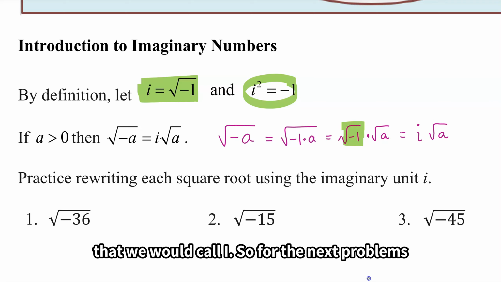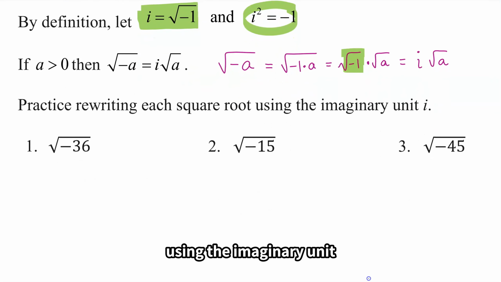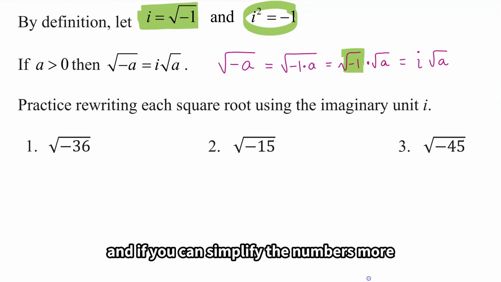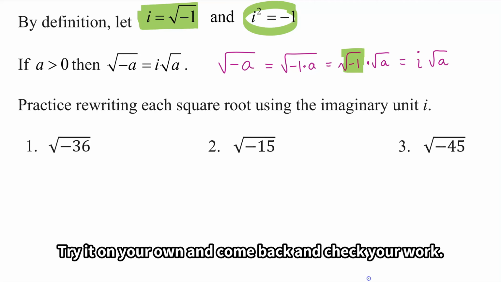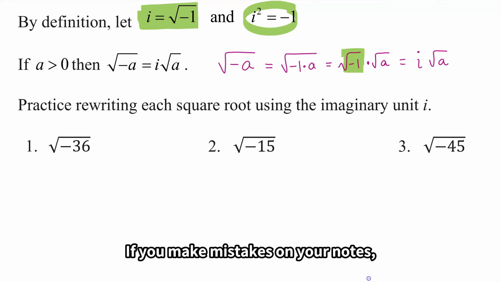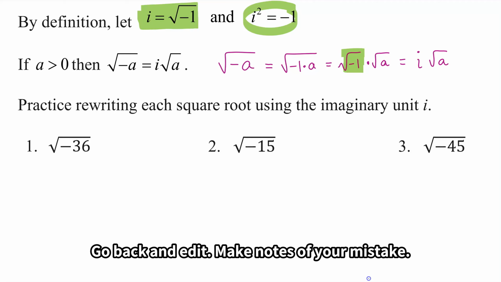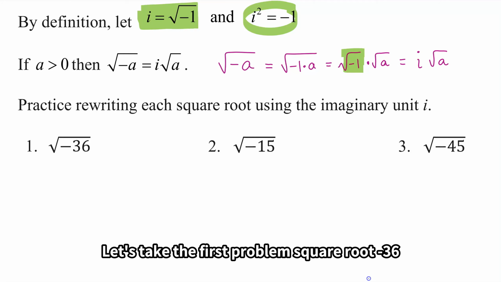So for the next problems, try rewriting each of these square roots using the imaginary unit instead of leaving the negative under the radical. And if you can simplify the numbers more, you want to do that. Pause the video, try it on your own, and come back and check your work. If you make mistakes on your notes, don't erase them. Use a different color marker or pen. Go back and edit. Make notes of your mistakes, maybe why you made them, so that you can learn from them. Let's take the first problem.